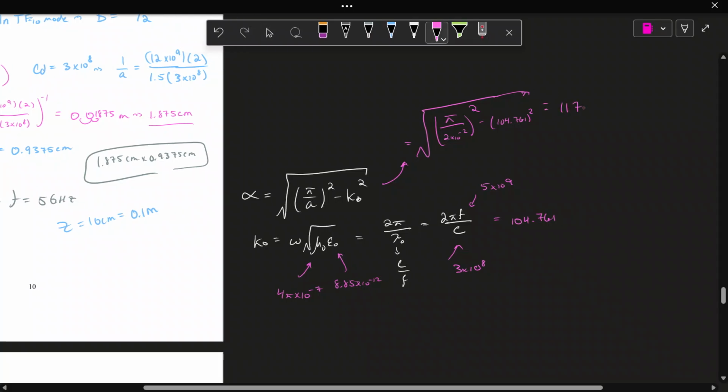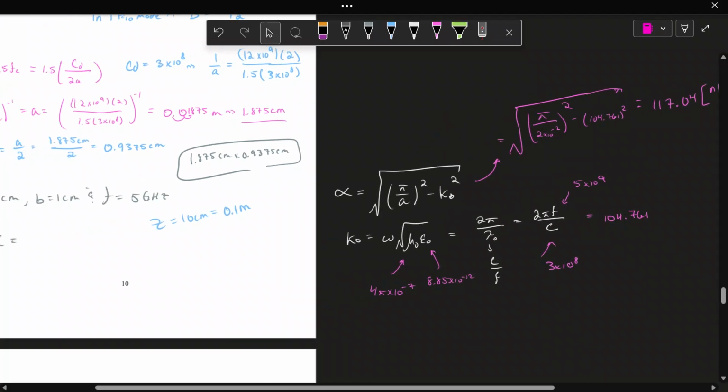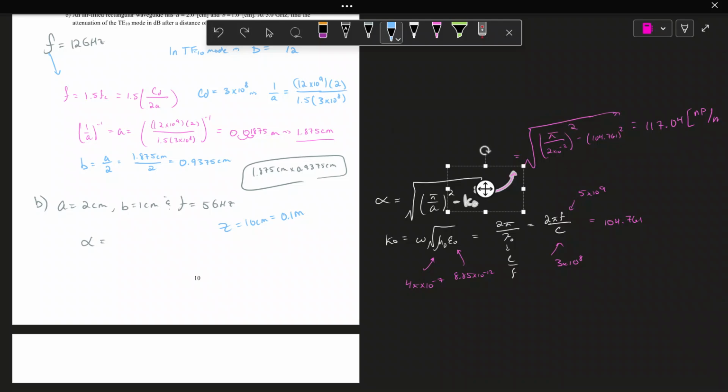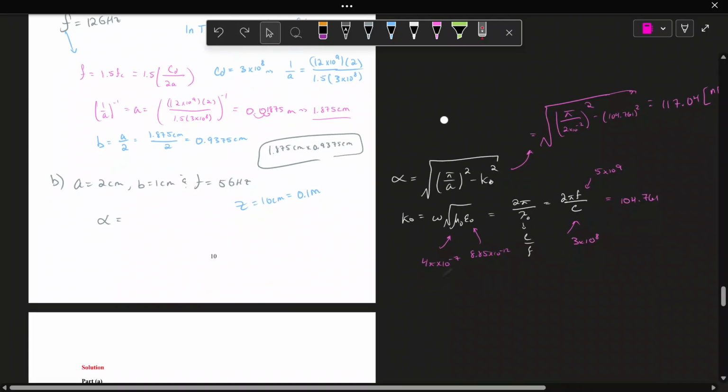And what we end up getting is 117.04 Nepers. Making sure it's not in Nepers per meter. Yes, it is. It is Nepers per meter. So that's our alpha value. All I did was plug in my points here and got a value. I can check over it one more time because I did do it earlier today, so it could be wrong, although I don't think it is. 104.761. Yeah, 117.04. Okay, cool.